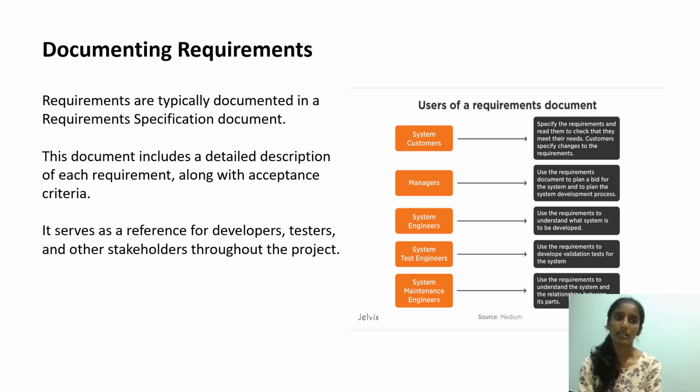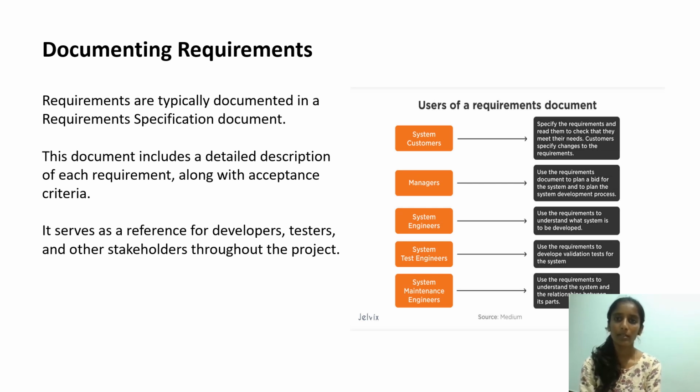Documenting the requirements. Requirements are typically documented in a requirement specification document. This document includes a detailed description of each requirement along with acceptance criteria. It serves as a reference for developers, testers, and the other stakeholders throughout the project.